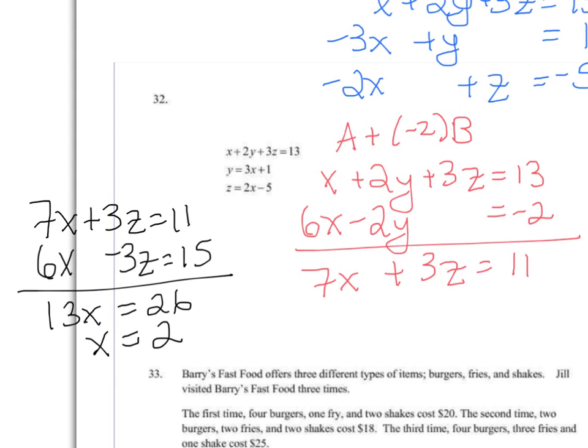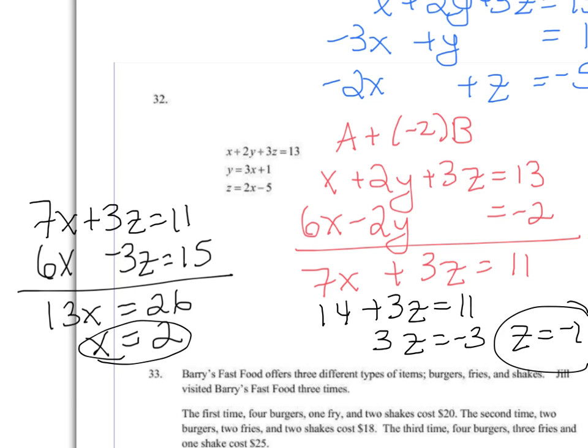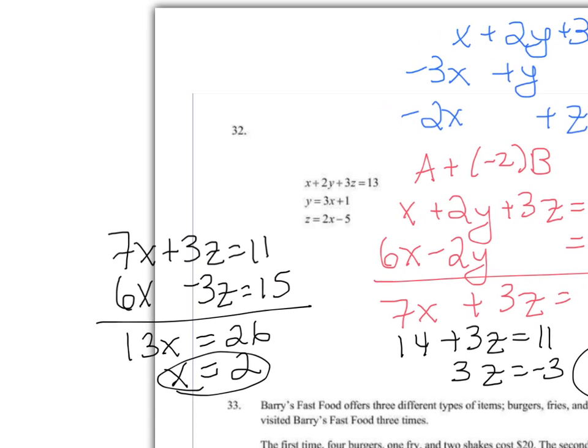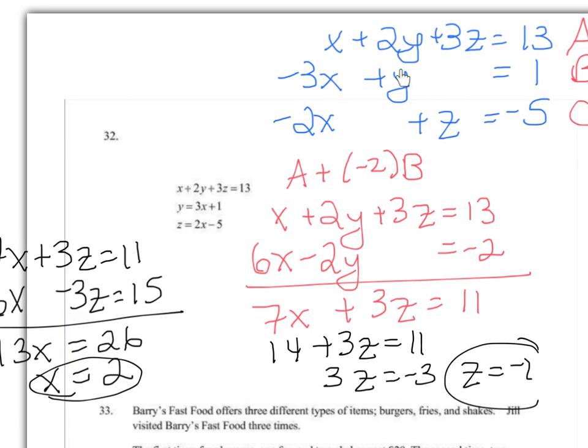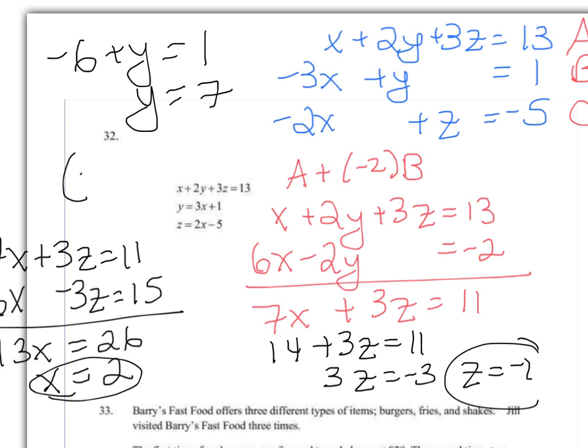So, we can use that here to find z. 3z equals negative 3. Z is negative 1. Because what we can do is we subtract the 14 to this side and then divide by 3. And then lastly we need y. So I'm going to use this middle equation to find y with this x value. So that's negative 6 plus y equals 1, so y is 7. So our coordinates are 2, 7, negative 1.